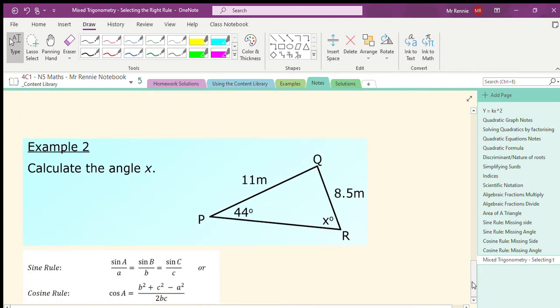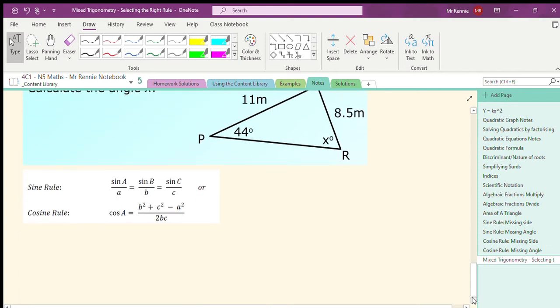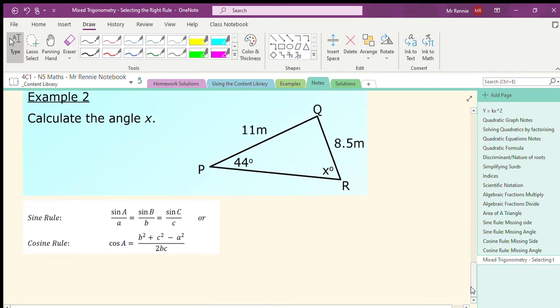So example 2, we've got another triangle PQR, and my job is to work out the angle x, situated in that bottom corner. Again, before we work this out, let's label the triangle. So opposite angle P is length p, opposite angle R is length r, opposite angle Q is length q.